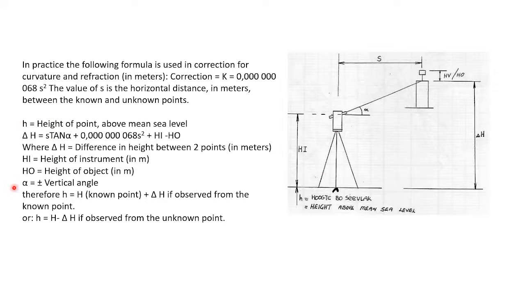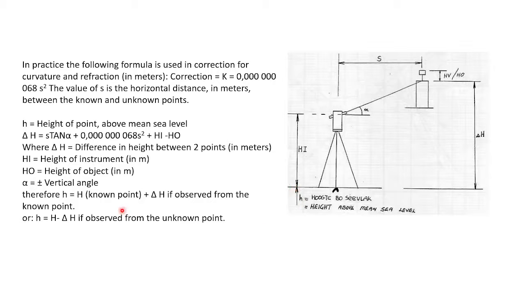Alright, then all of these points, if you want to pause and read through them, this is everything that I explained to you, or most of it is what I explained to you on the sketch. However, you must remember that the difference of height is your s tan alpha value plus that k value times your distance squared plus hi minus ho. And that's a very important formula which you have to remember. Then the rest I've explained to you, and then the last thing is your h value.